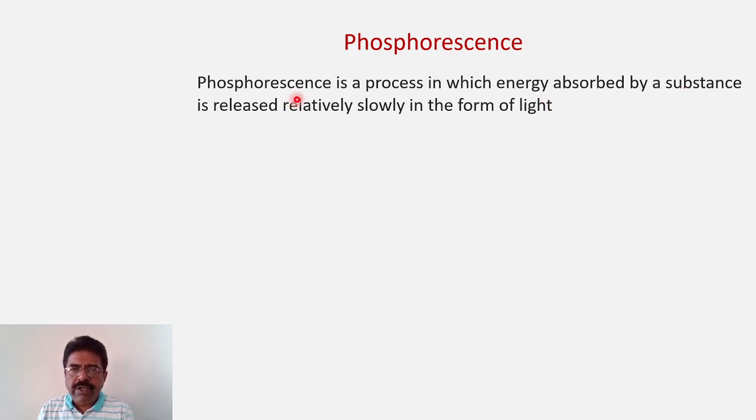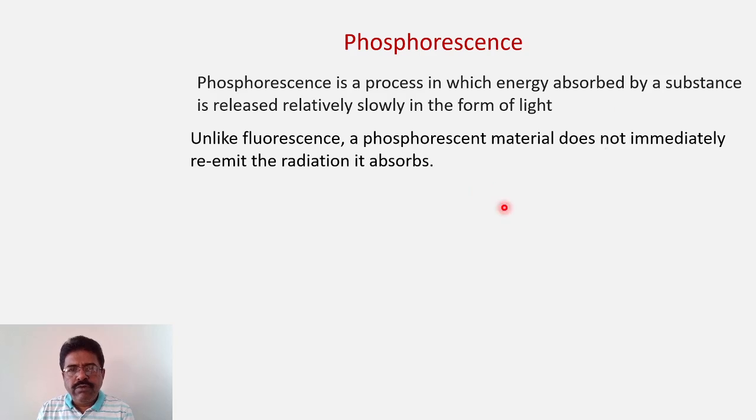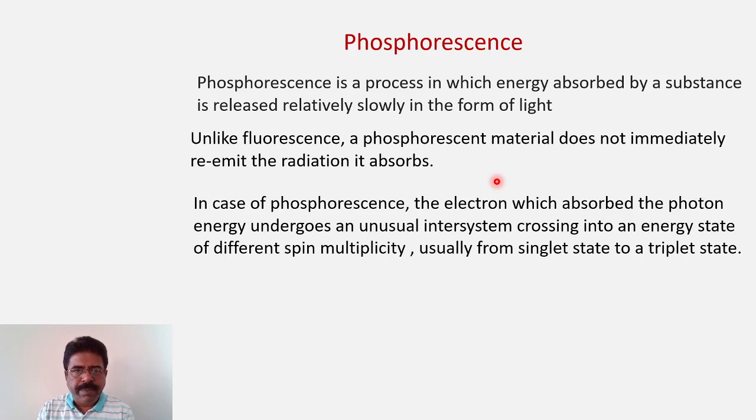Whereas in phosphorescence, this phenomenon is very slow, and that depends upon the type of molecule. For some molecules, it may be a few seconds or microseconds. For some molecules, it may be a few hours also. So, unlike fluorescence, a phosphorescent material does not immediately re-emit the radiation which it has absorbed.